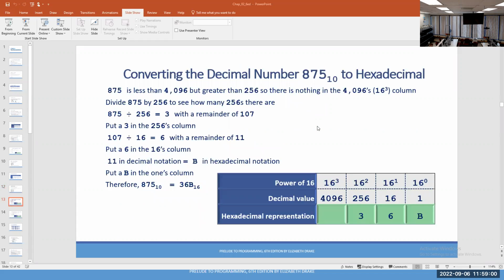Okay, so to convert, you do the same. You follow the process. You do everything from the left to the right. And see, if you want to convert 875 here, you need 3 of the 256. So remember 107 here. 107, you need 6 of the 16. So remember you have the 6. Sorry, remember what is the remainder? The remainder is 11, that's why you have B here. That is the process we convert it.